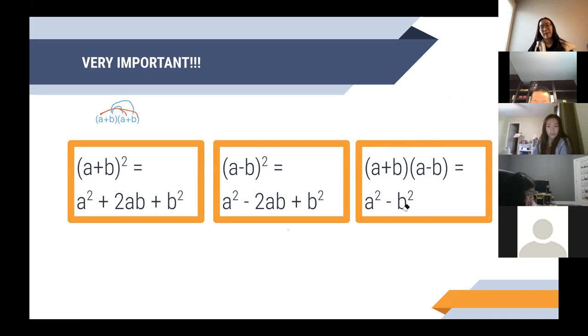Say you were given a problem, 14 squared minus 12 squared. You don't have to do it that way. You can just do A plus B times A minus B. So that would be 12 plus 14, which is 26, times 12 minus 14, which is negative 2. So it would just be 26 times 2, which is 52. And then you can do it the other way. 12 squared is 144, 14 squared is 196, and 196 minus 144 is also 52. So that's how this works.